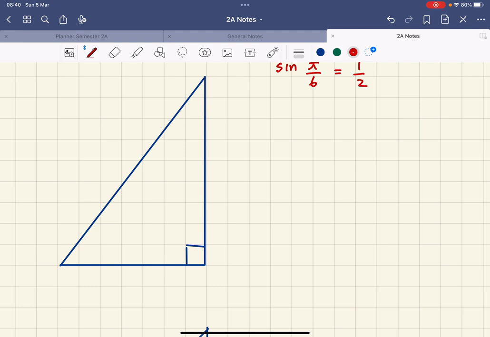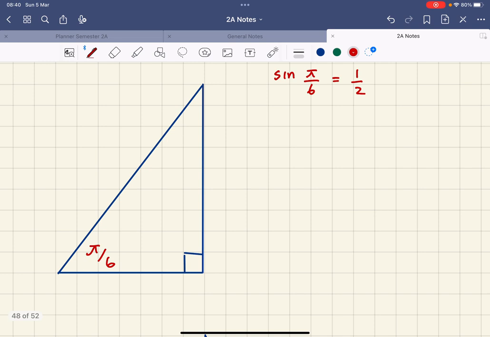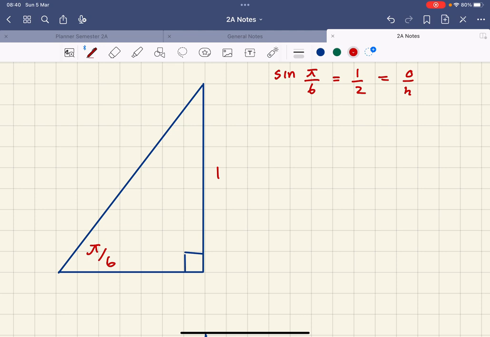So I'm going to make one of my angles, my right angle triangle, pi over 6. This whole video, you must be using radians. So I'm going to take it as a given that you know that pi over 6 is the equivalent to 30 degrees. Now, my rule for sine is that it's the opposite divided by the hypotenuse. So 1 is my opposite and 2 is my hypotenuse. So I've got those things just done from remembering that sine pi over 6 equals a half.